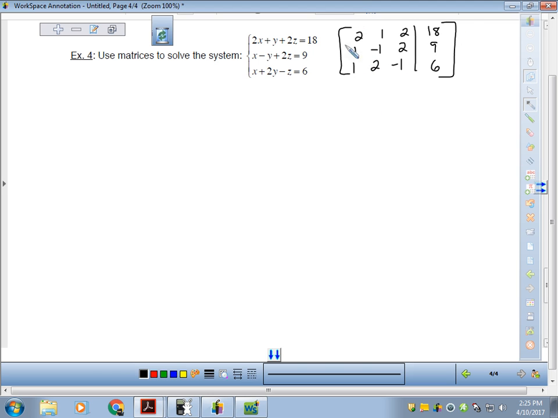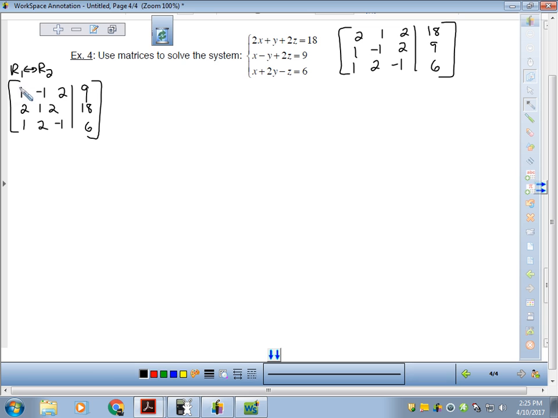All right. Now that we have it as a matrix, the first step is to get a 1 up here in the upper left-hand corner. I don't want to deal with fractions, so I'm going to just switch row 1 and 2 right off the bat. I'll have 1, negative 1, 2, 9. 2, 1, 2, 18, and 1, 2, negative 1, 6.